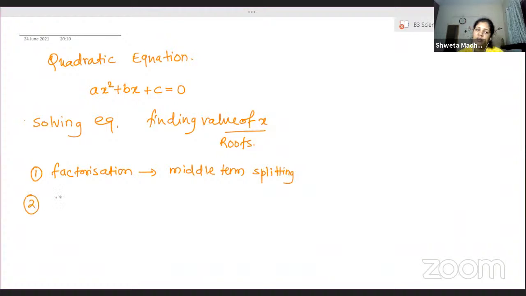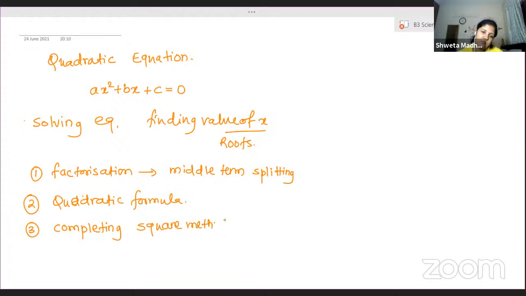Second one, by using the quadratic formula. There is a formula called the quadratic formula. And third one is the completing square method. So this part is removed from the syllabus. The completing square method is removed from the syllabus. So the first two methods are important. Out of that, the factorization method of middle term splitting you have already learned. The same thing we have to put forward here also. And then one extra you are learning, that is the quadratic formula.